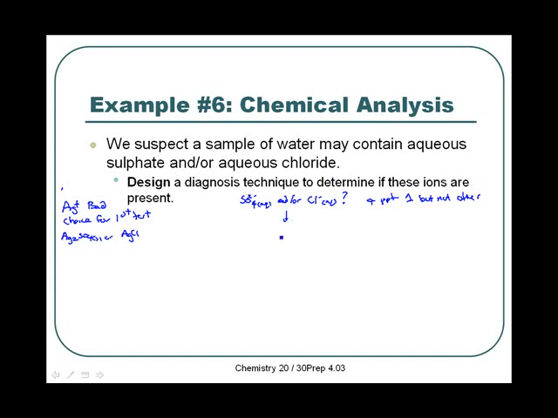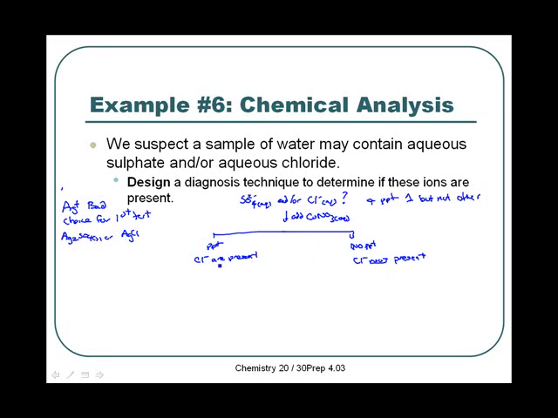So here's what we're going to add. We're going to add copper nitrate, copper 1 nitrate, as a solution. There's 2 possibilities: if we get a precipitate, and if we don't. If we get a precipitate, we know that chloride ions are present because they form a solid with the copper. If there's no precipitate, then we know that chloride ions are not present.